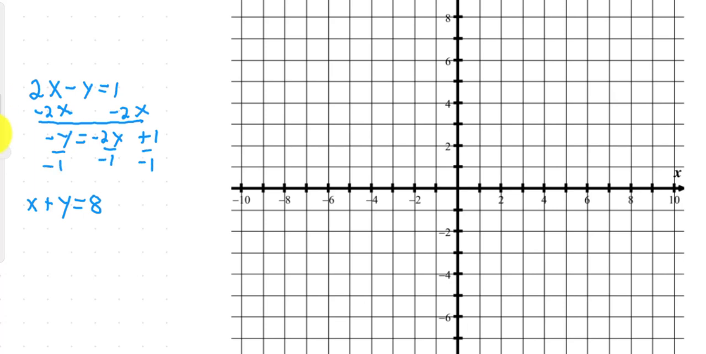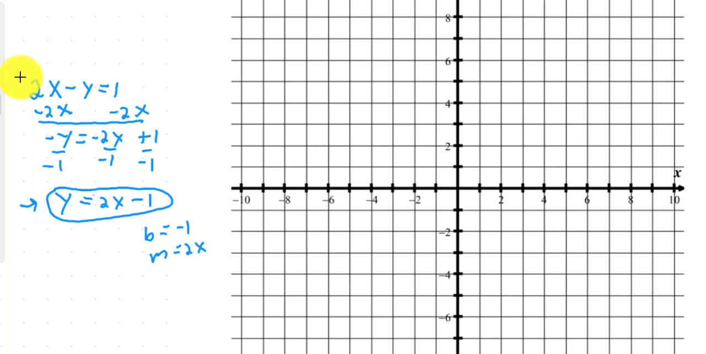Let me erase this. I'll rewrite it later. Okay, so if I divide everything by negative 1, then I'm left with positive y equals 2x minus 1, right? 1 divided by negative 1 is negative 1, and negative 2x divided by negative 1 is positive 2x. So this we can graph, right? My b is negative 1, my m is 2x. So I can put a point down here at negative 1, and since I wrote 2x, my slope is really just 2, right, not 2x.